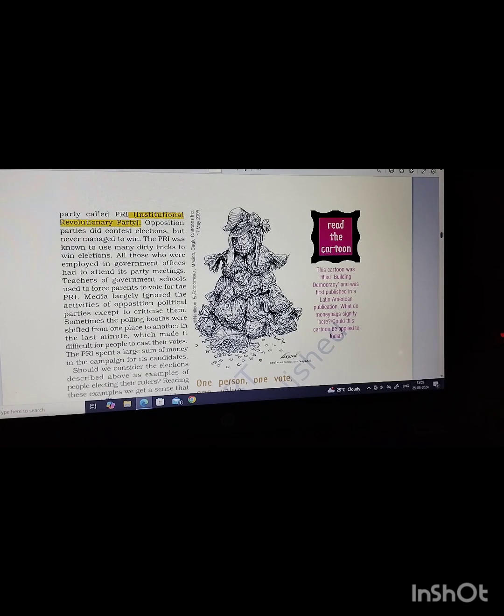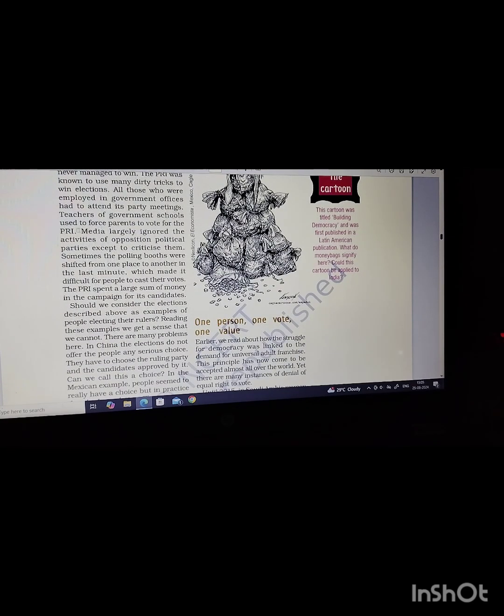All those who were employed in government offices had to attend its party meetings. Teachers of government schools used to force parents to vote for the PRI. Media largely ignored the activities of opposition political parties except to criticize them. Sometimes the polling booths were shifted from one place to another at the last minute, which made it difficult for people to cast their vote. The PRI spent a large sum of money in the campaign of its candidates.